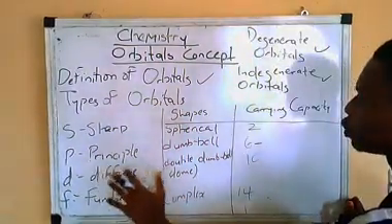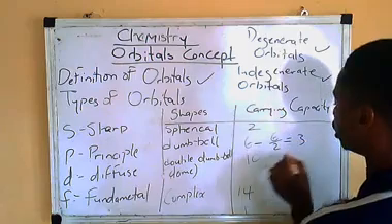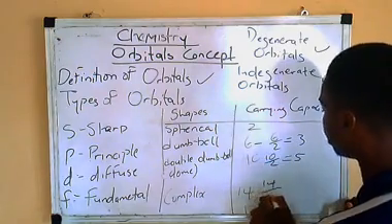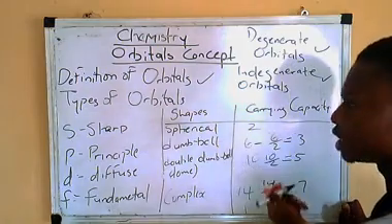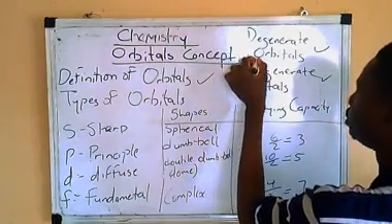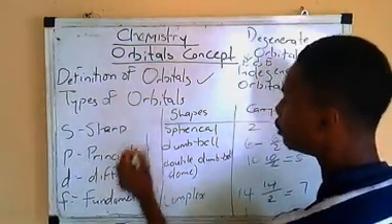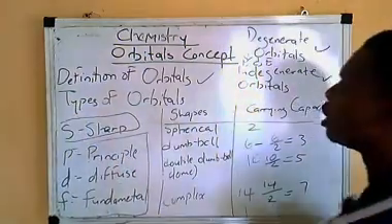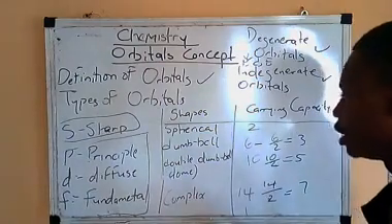Now let me show you why I said they can be split into equal electrons. 6 divided by 2 gives 3. 10 divided by 2 gives 5. 14 divided by 2 gives 7. 7 plus 7 is 14, 5 plus 5 is 10, 3 plus 3 is 6. So the degenerate orbitals are the p, d, and f. The indegenerate orbital that cannot be split into equal parts is the s orbital.